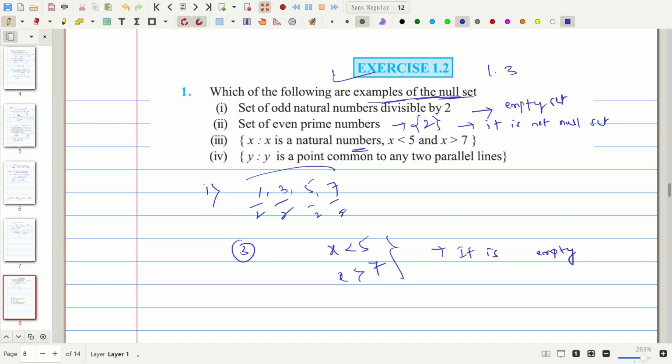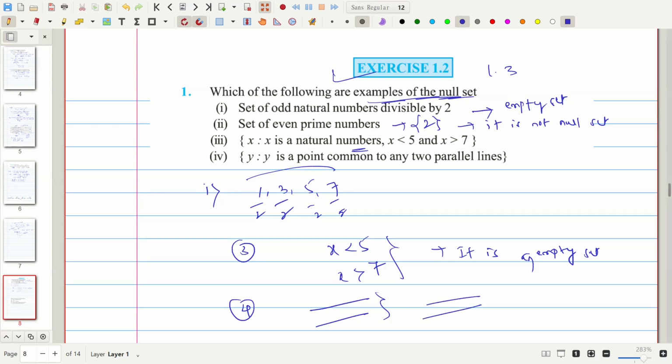It is an empty set. And the fourth one is: y is a point common to two parallel lines. Between two parallel lines we cannot represent a point. So there are no points present in between two parallel lines.